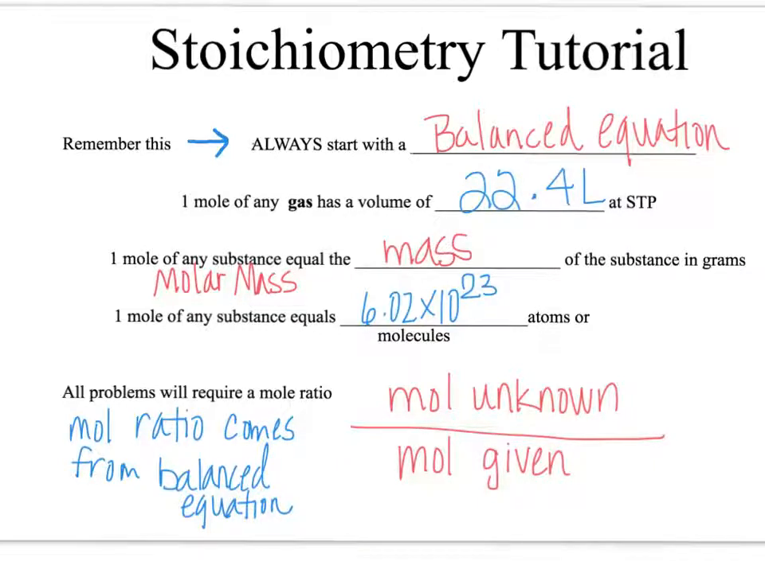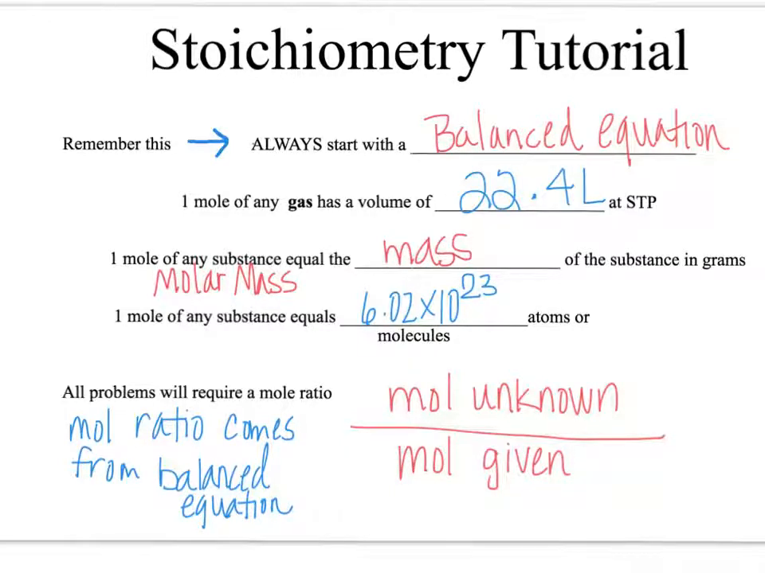And remember, we get that mole ratio from the balanced equation. That's why we have to start with the balanced equation. The general form of the mole ratio is that you will always have the moles of given from the problem on the bottom, because you're trying to get rid of that, and you'll have the moles of unknown on the top, because that's what we're trying to get to.